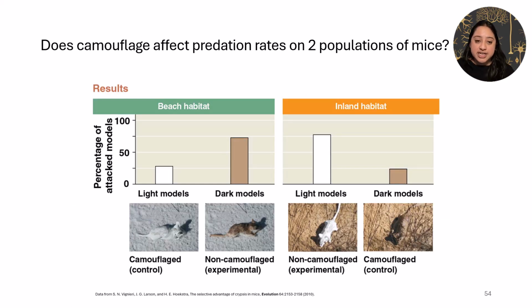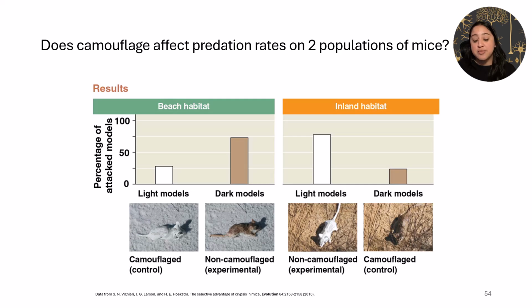So in this example, the control group is the mouse model that is colored the usual color for that environment. So the camouflaged models, like the light-colored mouse in the light-colored beach habitat and the dark model mouse in the inland habitat, because those are in their natural habitats, those are the control groups, and you want to compare a difference, a change.